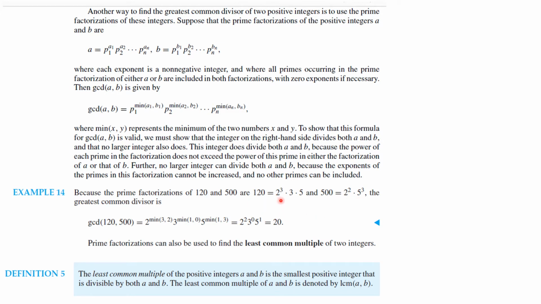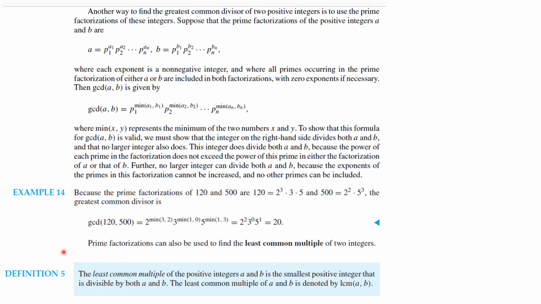So when we look at 2 cubed or 2 squared, we say, well, it has to be 2 squared. Here we look at 3 to the 1, and this is 3 to the 0, so it's 3 to the 0. And here we have 5 to the 1 and 5 cubed, and so it is 5. So 20 is, in fact, the greatest common divisor.